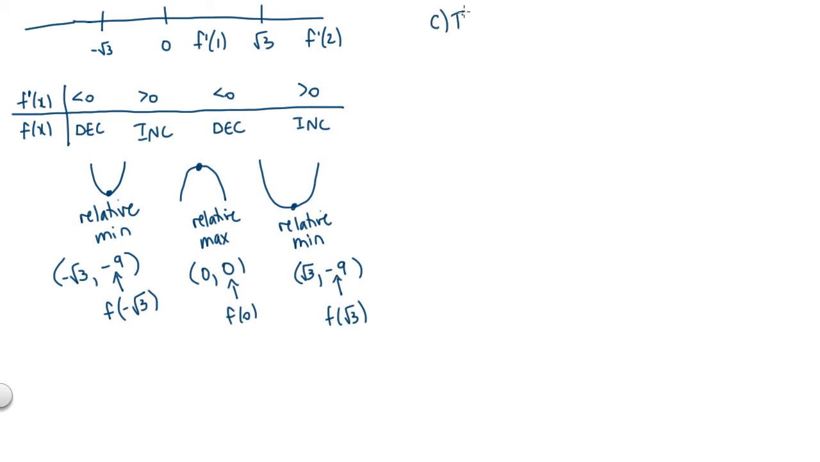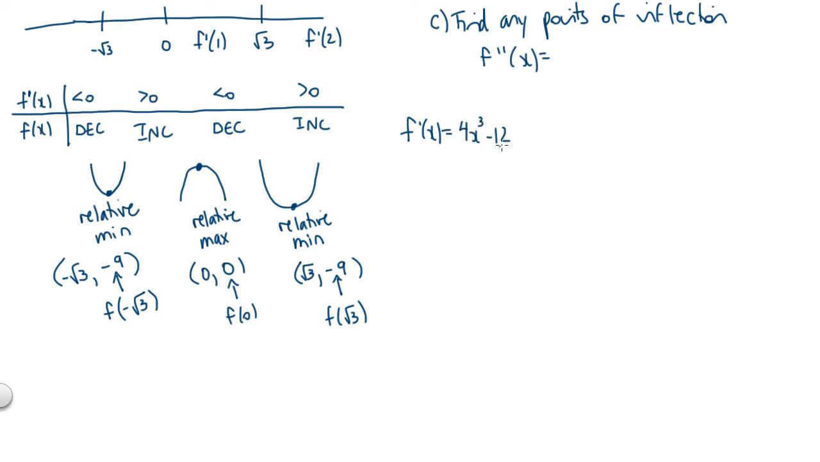For part C, we're now going to find any points of inflection. And to do this, we need to work with the second derivative of our function. So if we look back, I'll just write down what we had here. F prime of x was 4x cubed minus 12x. So to get f double prime, we're going to take the derivative of this and get 12x squared minus 12.